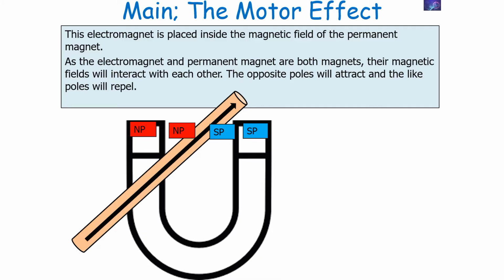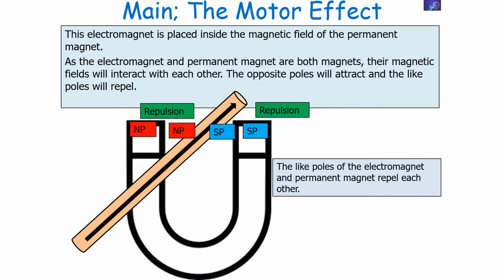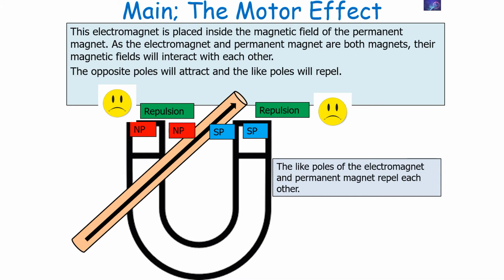Now, we can place our electromagnet inside the magnetic field of a permanent magnet. As the electromagnet and permanent magnet are both magnets, their magnetic fields interact with each other: the opposite poles will attract and the like poles will repel. So in this instance, the north pole and north pole of the permanent magnet and electromagnet will repel each other, and the south pole and the south pole of the permanent and electromagnets will repel each other. Now that's a very important idea.